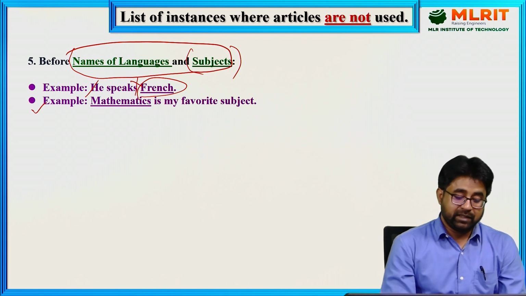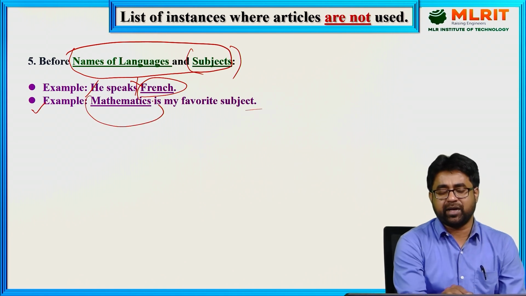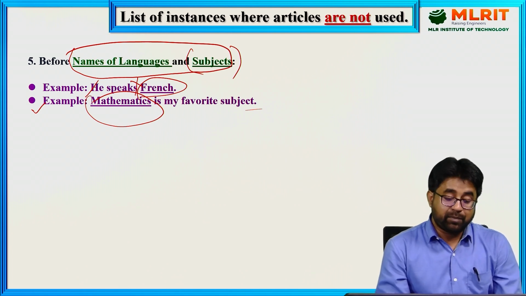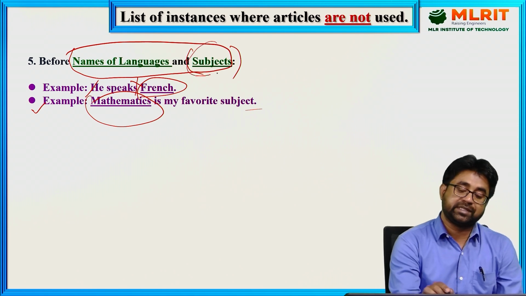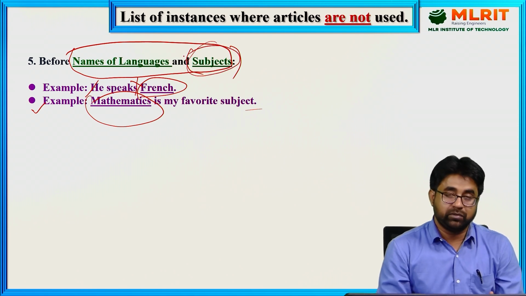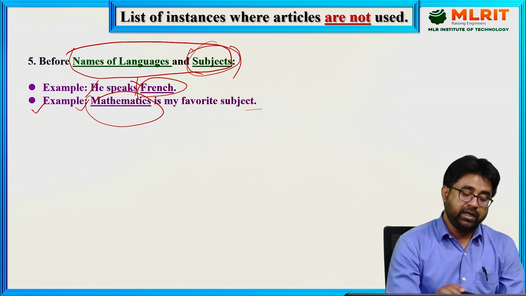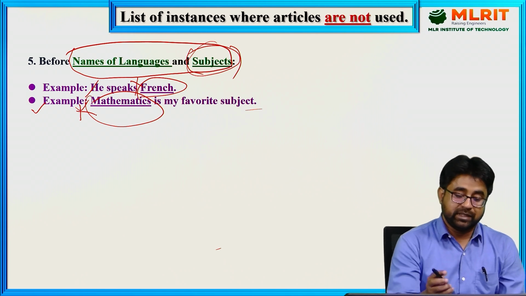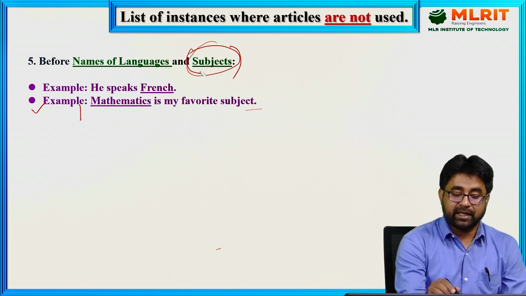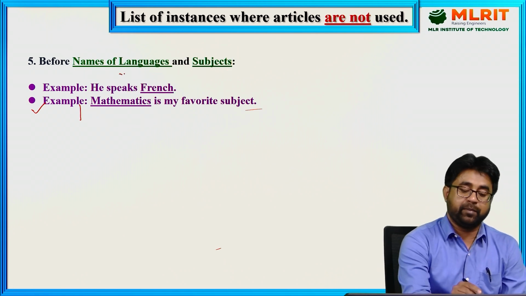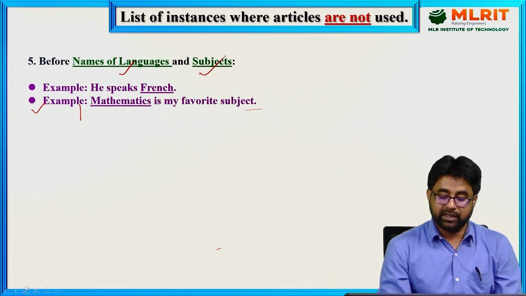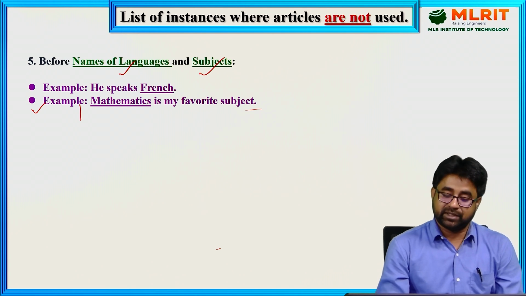Now the next one is "Mathematics is my favorite subject." Here I'm talking about a subject. You can see I should not say "the mathematics is my favorite subject", because the rule says that before the name of a subject also we are not supposed to use any article. So in the second case also I am not using any article. So you can simply remember: names of languages and also names of subjects, we are not supposed to use any article. So let's move to the next instance.